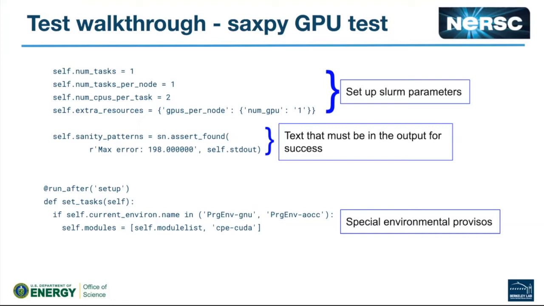And so this is frequently what will happen with this particular test. If you can't access the GPUs, it'll compile and run. It'll come back with a max error of zero. So it doesn't work. So you need to find this line. It must have this error, max error 198, in it to be successful. And then there's also a way you can have special settings based on the environment that you're in. Like Perlmutter GNU needs the CPE CUDA. So if we're not in the NVIDIA one, we need to add this extra module list. And that's what this line down at the bottom is doing. So let's go to the next slide.